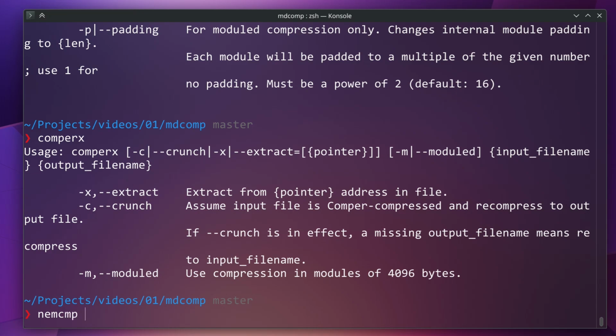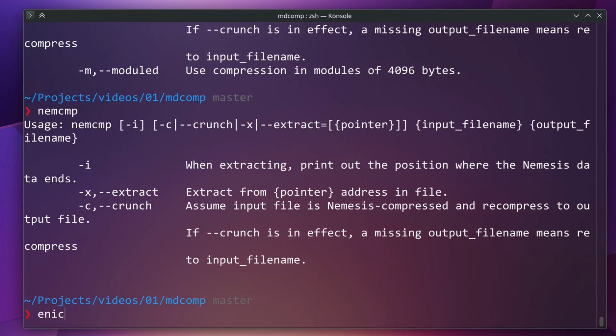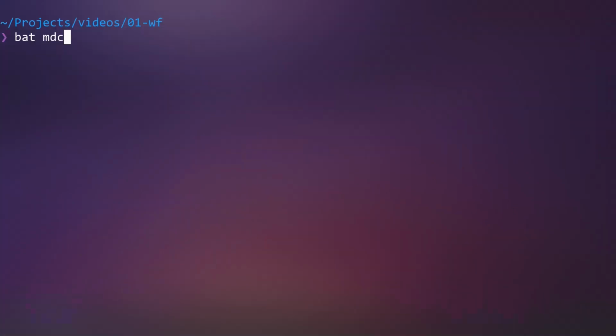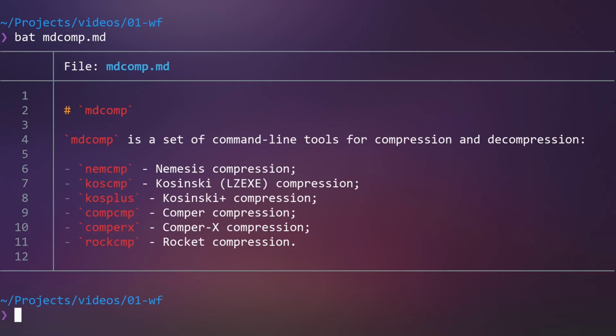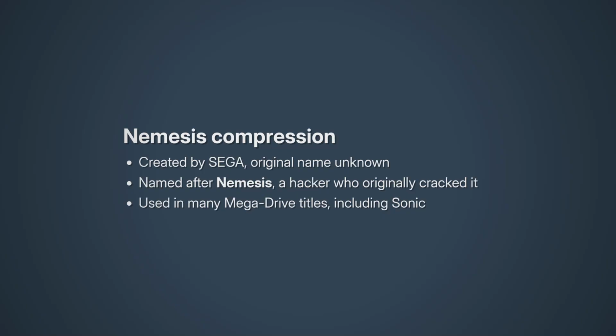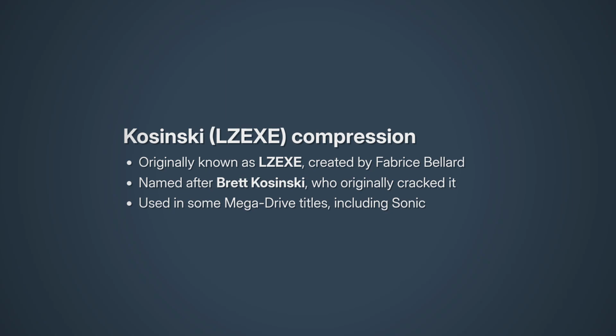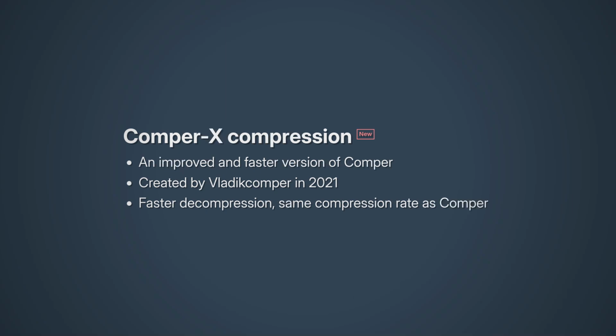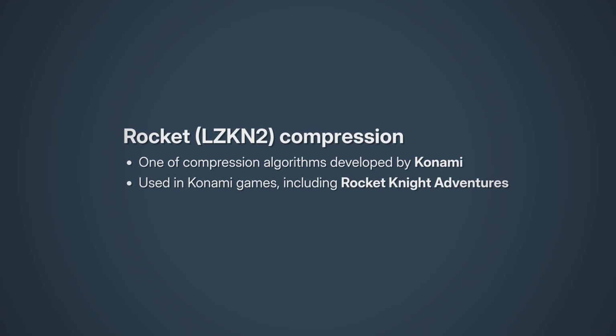But first, let's talk about what we have done. We got a bunch of tools, but what are those tools and what do they do? Well, these are command line tools. Each tool is named after a compression format it's responsible for. And in this video, we'll be mostly using formats used for graphics compression. Formats we'll look at today are Nemesis, Kosinski, Kosinski Plus, LZKN1, Comper, Comper X, and Rocket.